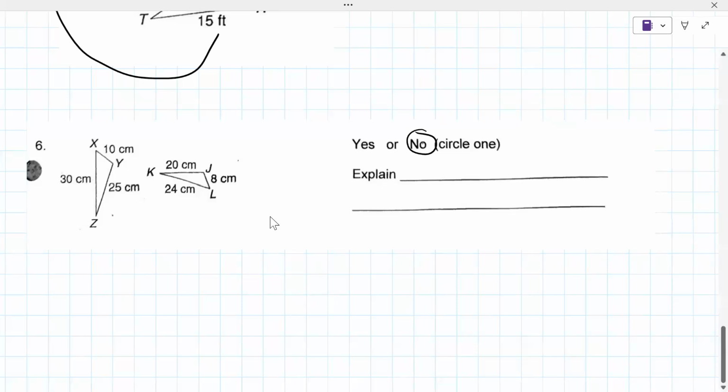Let me know when you're ready to proceed to the next page. All right. Are you allowed to use a calculator on this assignment? No, I believe not. Okay.